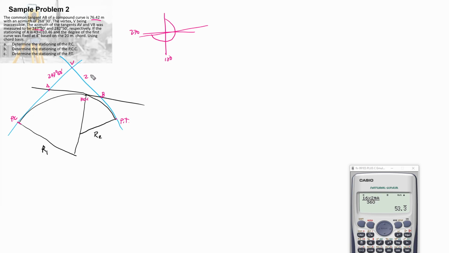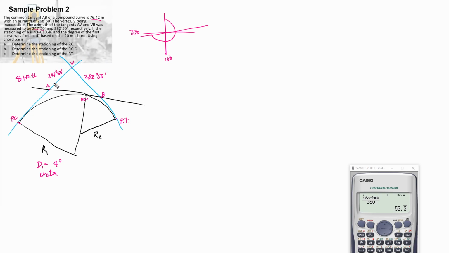And ito naman is 282.50. If the stationing of A is, so ito yung stationing na binigay dito, 43, 10, 46. And then yung degree of curve D1 is equals to 4 degrees. Chord basis.